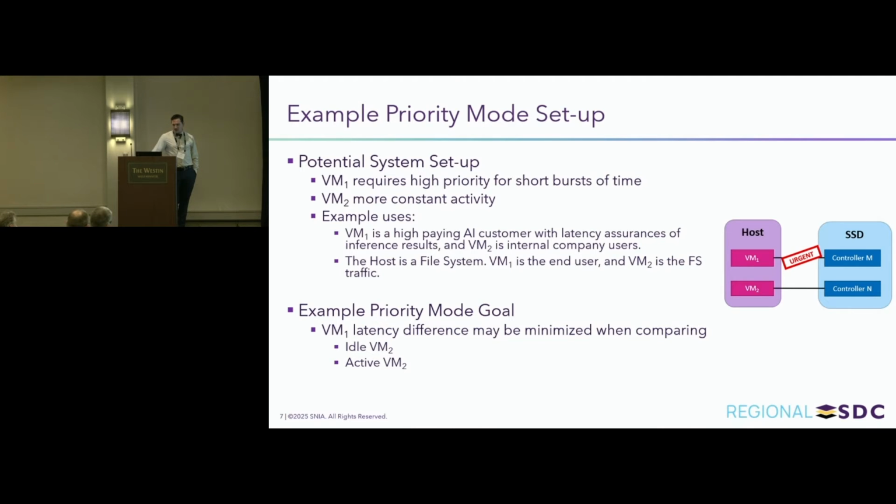But the other is that maybe VM1 is a file system. And so I'm calling it VM2 still, but that might be the file system traffic, whereas VM1 might be an end user where their reads and writes need to get accelerated access to the SSD. One potential goal in these setups is that VM1 latency difference would ideally be minimized when you compare it when there's an idle compared to an active VM2. That would be one test to make sure that that urgent requirement from VM1 is actually being met.